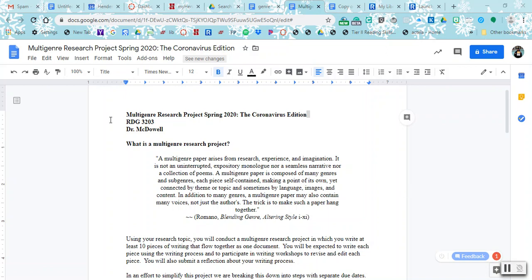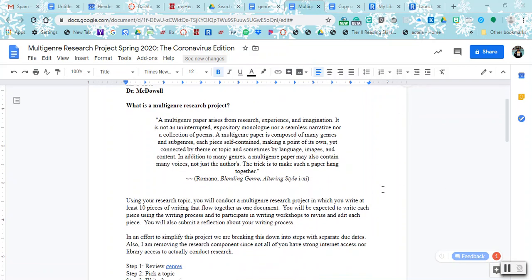First question, what is a multi-genre research project? Well, there's this person named Tom Romano who developed the multi-genre project, and this is a quote directly from his book where he defines it as a multi-genre paper arises from research, experience, and imagination. It is not an uninterrupted expository monologue, nor a seamless narrative, nor a collection of poems. Multi-genre paper is composed of many genres and subgenres, each piece self-contained, making a point of its own, yet connected by theme or topic and sometimes by language, images, and content.